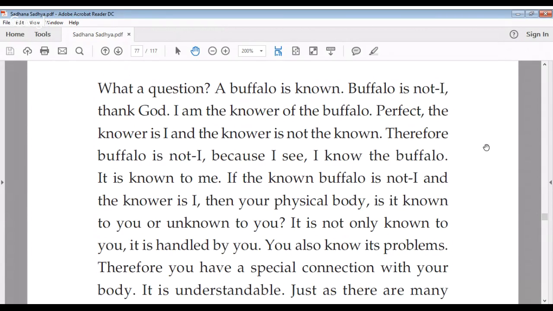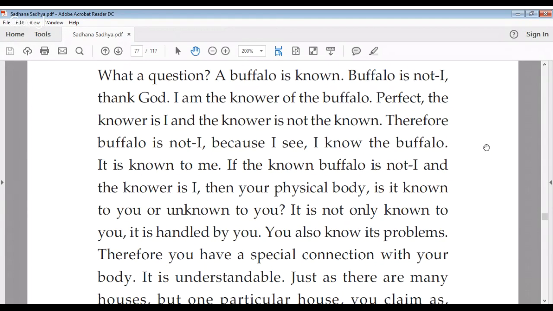If the known buffalo is not I, and the knower is I, then your physical body, is it known to you or unknown to you? It is only known to you. It is handled by you. You also know its problems. Therefore, you have a special connection with your body. It is understandable. Just as there are many houses, but one particular house you claim as my house, there are many bodies, but one particular body you declare is my body.